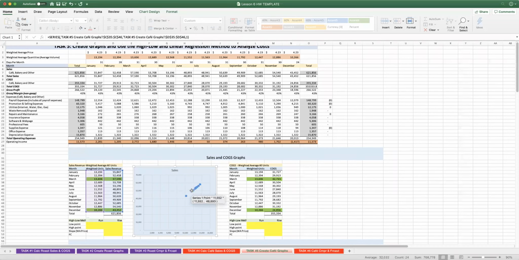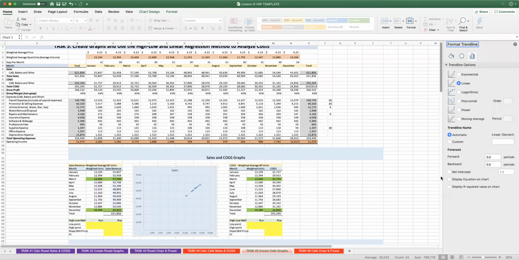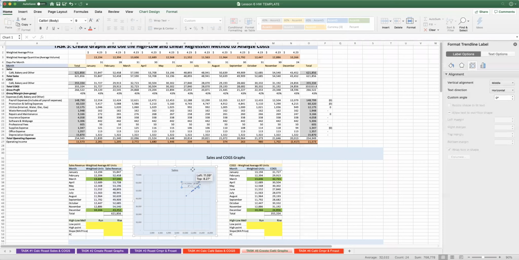Okay. Click on any one of those points, add a trend line. So it's a right mouse click, add trend line, display the equation and the R squared. So every single point is on that line. It's a perfectly positive correlation. And if you look, the slope on that line is the price. And that matches our weighted average price that we calculated before.